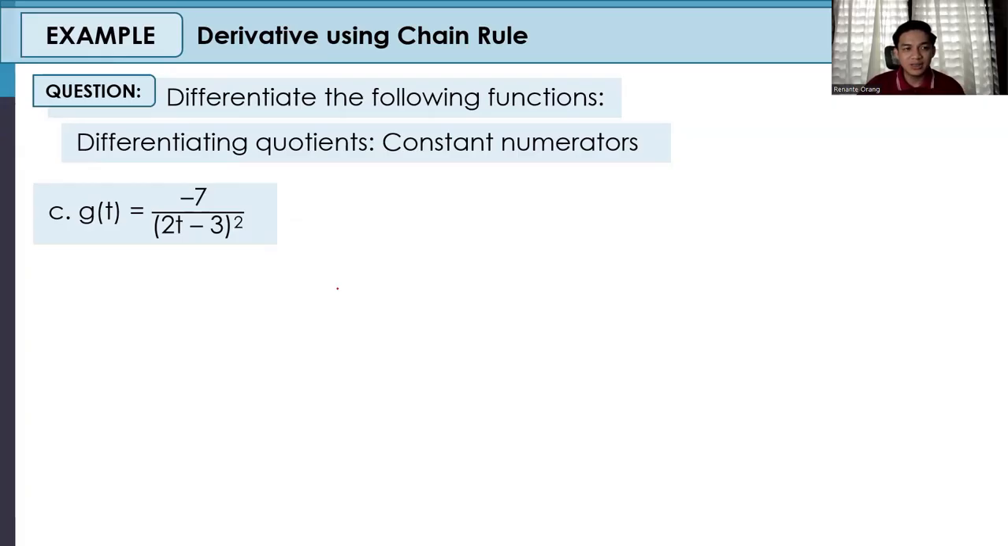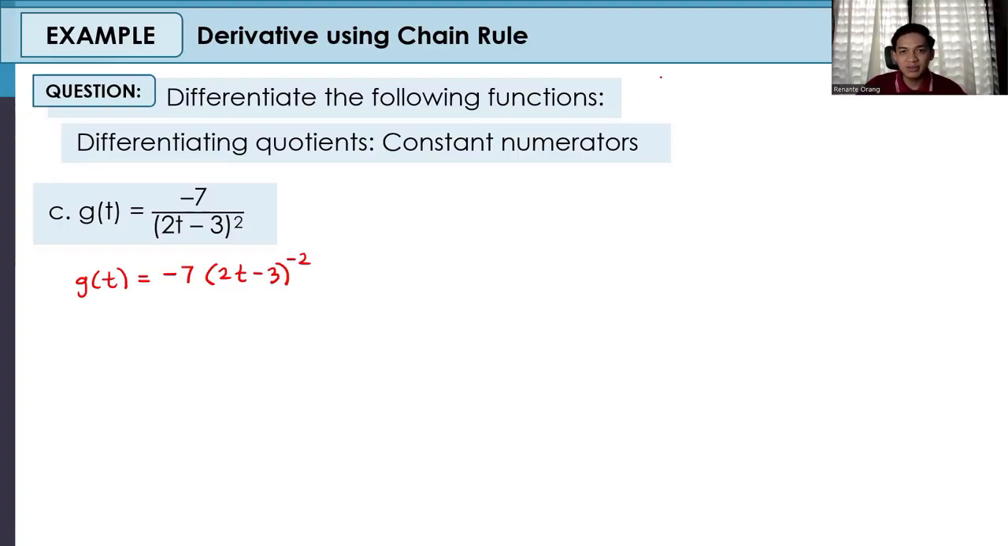Letter C example class, we have g of t is equivalent to -7 divided by 2t minus 3 squared. So dito class, huwag mong gamitan ng quotient rule kasi matatagalan ka lang. Take note, yung nasa taas is just a constant. So pwede nating i-move itong denominator natin sa numerator para mas madali siyang isolve. So rewrite natin g of t is equivalent to -7 times 2t minus 3 raised to -2.